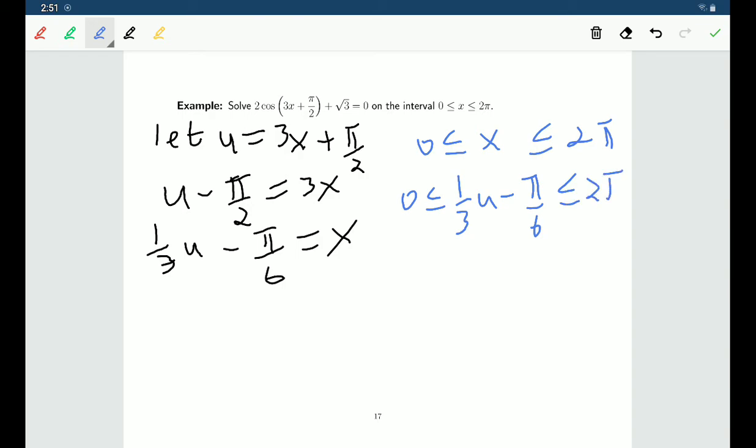So this is a fun flashback to the very beginning of the course. We're basically manipulating an inequality. I will add pi over 6 to every side of this inequality. So 0 plus pi over 6, that's pi over 6. In the middle, adding on pi over 6 gets rid of that negative pi over 6.